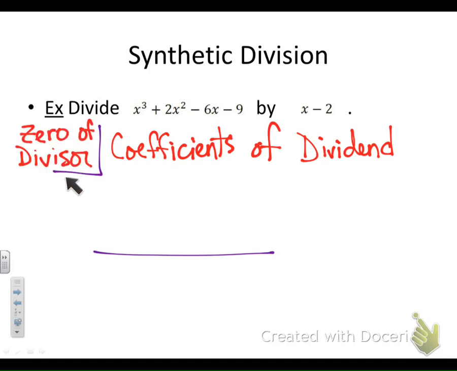So the boxed number will be the 0 of the divisor. Wait a second, 0 of the divisor? This is your divisor. What would make this 0? That's what that's talking about. The 0 of the divisor is what would make this 0. If you put in a positive 2, that would make this 0. So the 0 of the divisor is a positive 2. That number will go there, and then we'll talk about how we get these other numbers. Let's start putting in the coefficients and the 0 of the divisor.